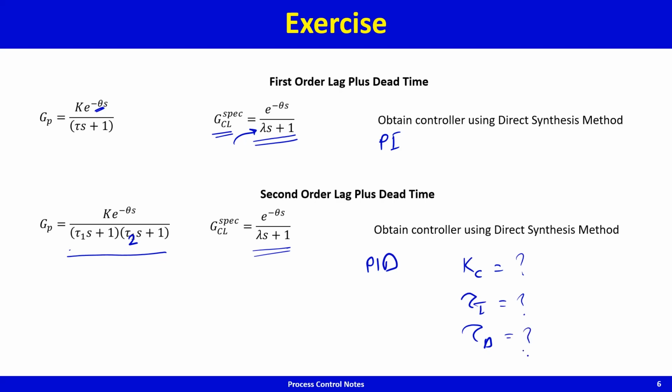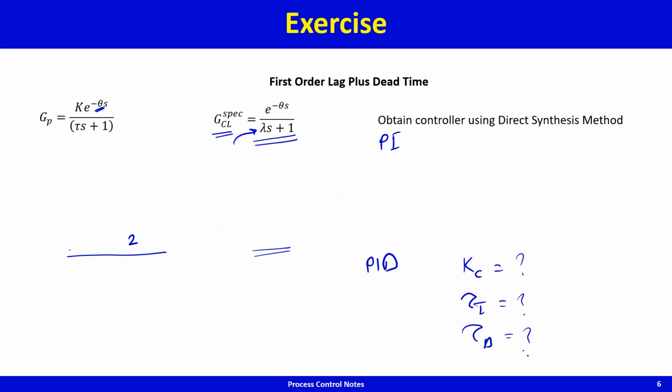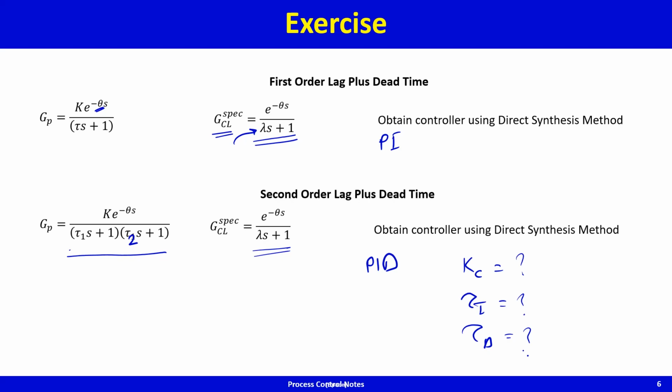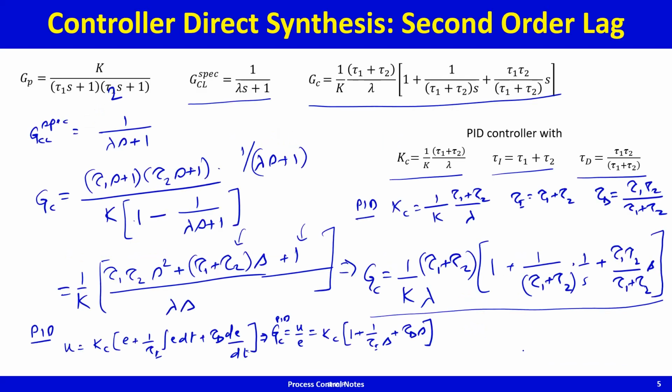By the way, I would like to point out here that if you change lambda, Kc changes, but tau I and tau d remain the same. That's the point that I wanted to make.